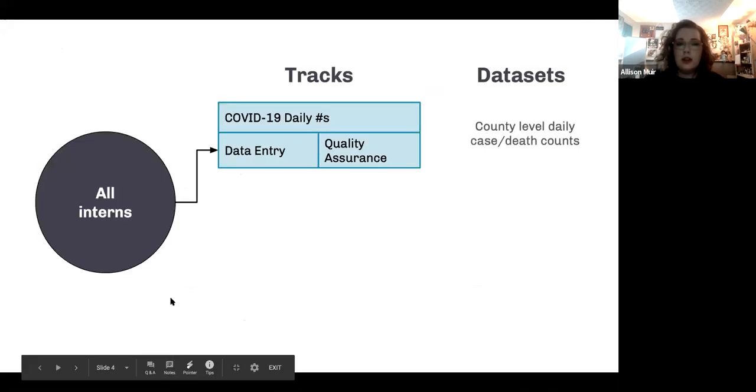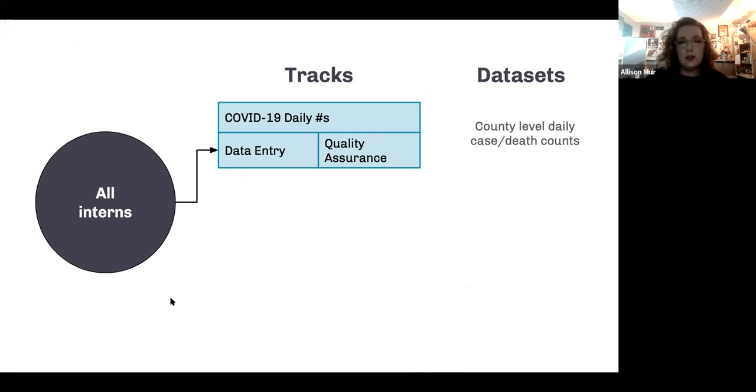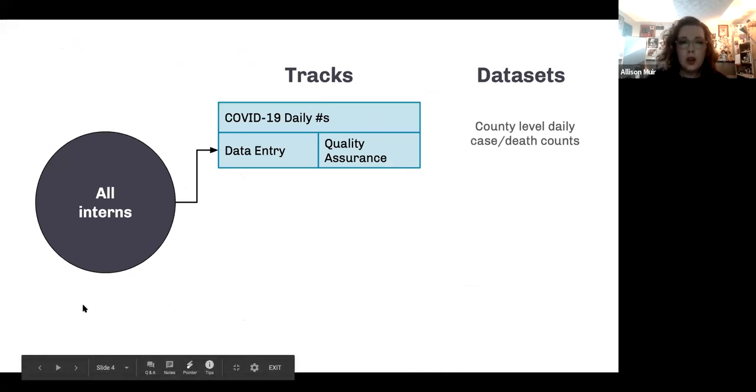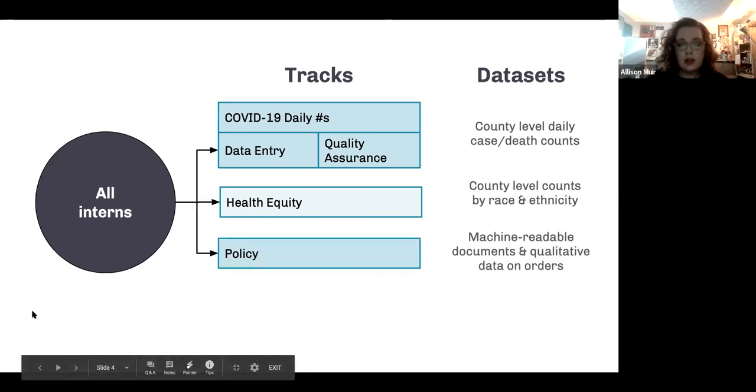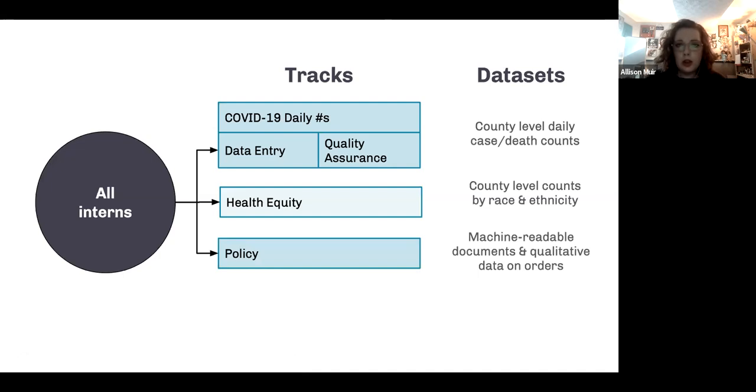While the policy data set is the main data set I will be talking about today, we have other tracks, as we call them, that our interns can be a part of. When an intern joins the project, they're sorted into either the daily numbers track, the health equity track, or the policy track. The policy track is what we are talking about today, which generates machine-readable documents and qualitative data on orders. But the other tracks also deal with data and generate their own data sets that are published.